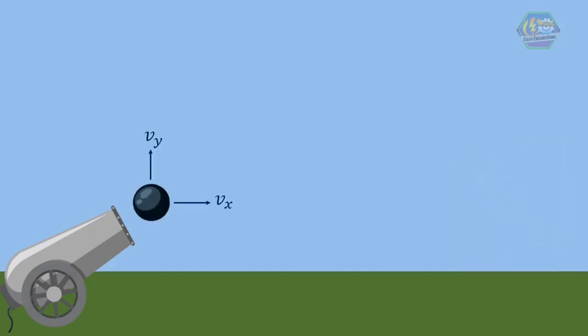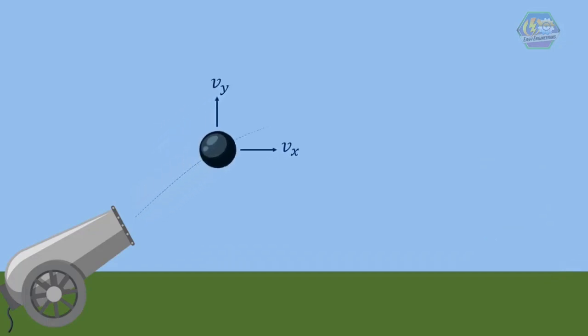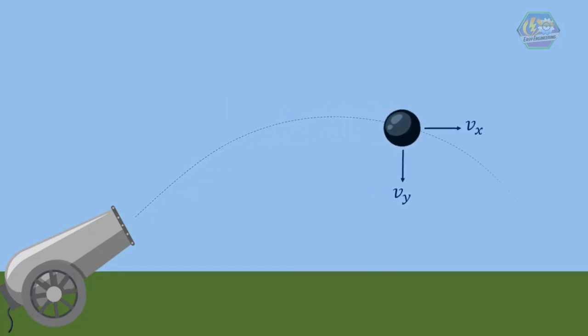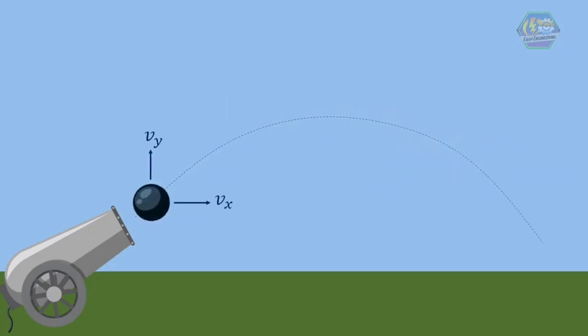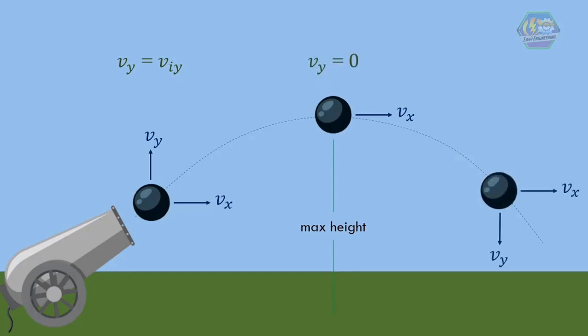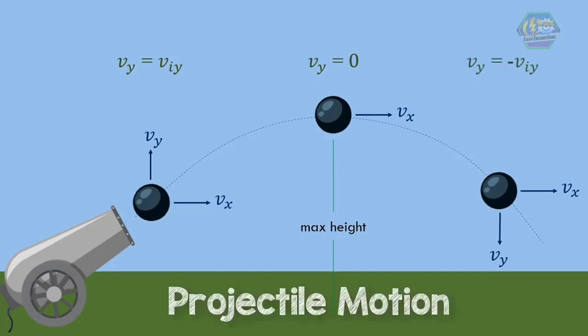To sum up everything, the velocity along the x direction is constant and the velocity along the y direction is changing with respect to its position. Initially, the velocity along the y direction is its initial value. When the cannonball reaches the maximum height, the velocity along the y direction becomes 0, and the velocity of the cannonball before it reaches the ground is equal to the initial velocity along the y direction, but in negative value.